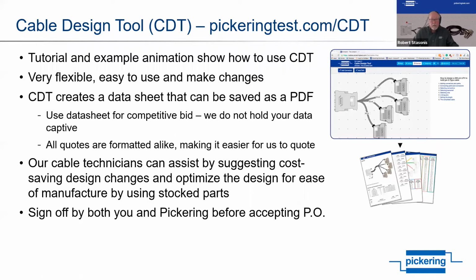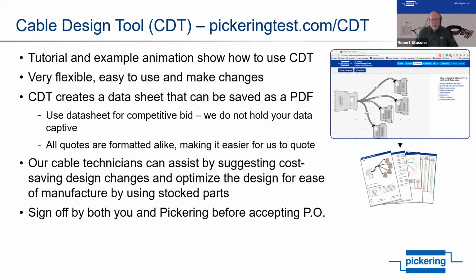Okay, so the cable design tool is available at the URL you see at the top of the screen, pickeringtest.com/CDT. At this web page, you'll have a tutorial on how to use our cable tool, and an example animation showing how a cable is created. It's very flexible, you'll see, easy to use and make changes. Now, when you're done, CDT creates a data sheet that can be saved as a PDF. You can submit it to us for quoting. You also can take this and give it to a competitor and see what they give you for a price. We do not hold your data captive.